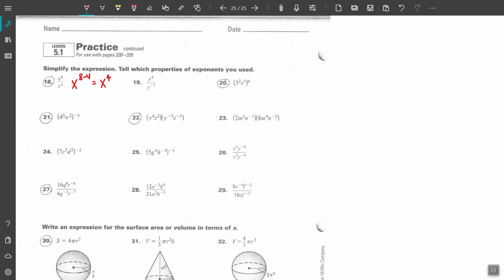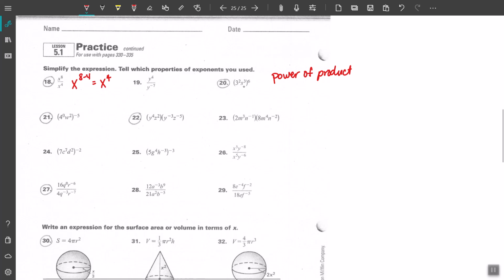In number 20, the power of a product we'll use first. So we're going to use power of a product, and in doing that, we will take that sixth that it's being raised to, and we're going to raise each of the pieces inside.